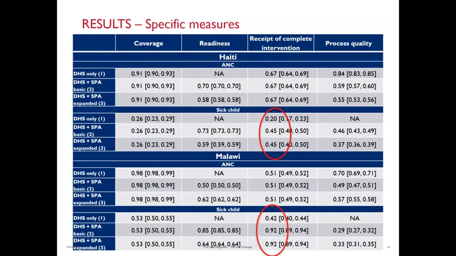Second, for receipt of complete intervention in sick child care, you can see that approach 1 is much lower than the other 2 approaches. Now, this is because this measure, which identifies children with diarrhea or acute respiratory infections in the last 2 weeks who received appropriate treatment, is slightly different in approach 1 versus approaches 2 and 3.